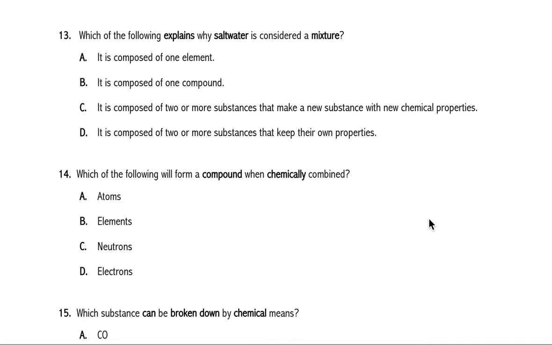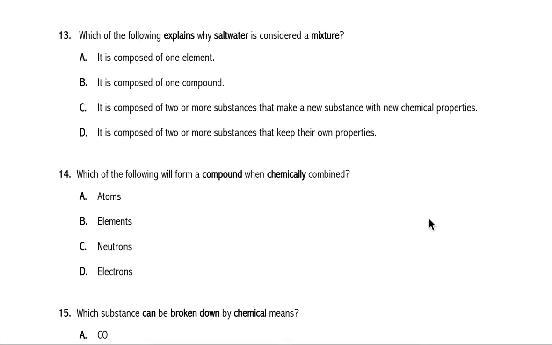Question 13. Which of the following explains why salt water is considered a mixture? A. It is composed of one element. B. It is composed of one compound. C. It is composed of two or more substances that make a new substance with new chemical properties. D. It is composed of two or more substances that keep their own properties.